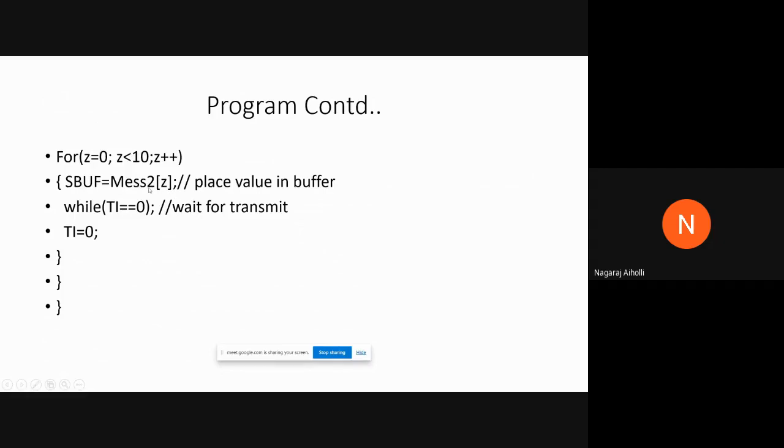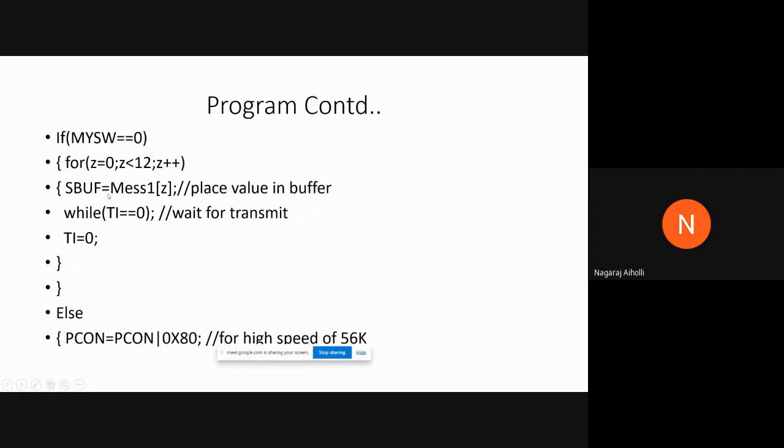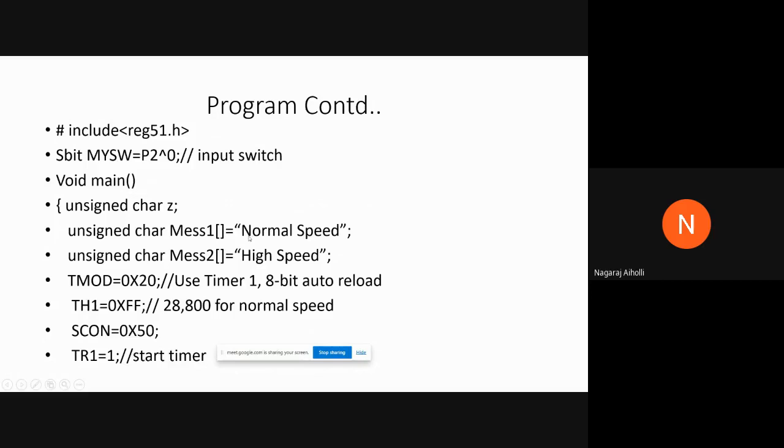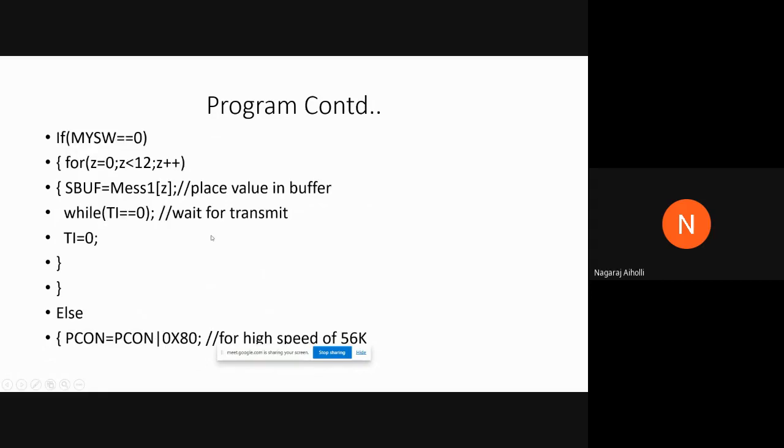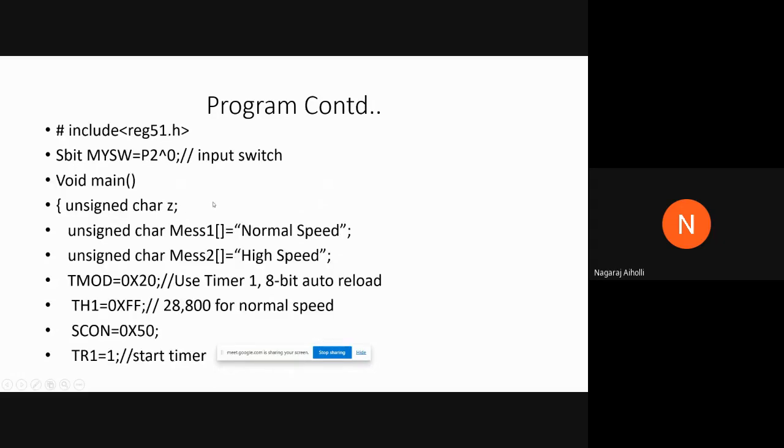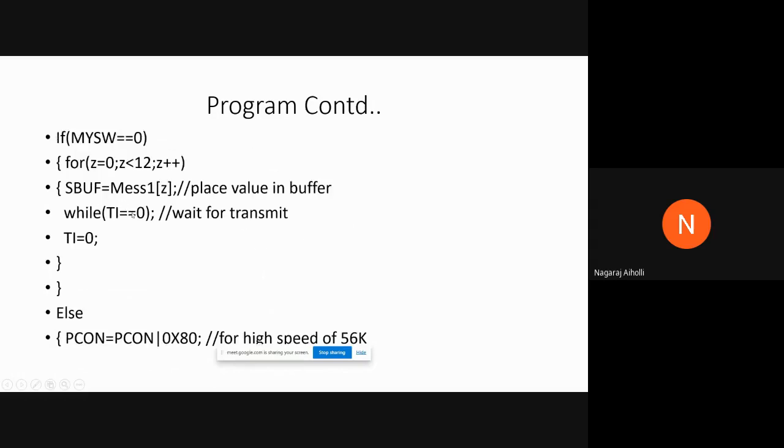What will happen here? For the previous one, SBUF is equal to message 1 of z. First one is z equal to 0, right? Z equal to 0 means the first letter, that is character N, will be stored in SBUF and it will be transmitted. Then next z equal to 1, it will increment. Z equal to 1 means the next character, that is O, will be stored in SBUF and it will be transmitted. Once TI becomes equal to 1, it means that the character is transmitted completely. Then we are making TI equal to 0 for the next round of operation, or to transmit the next character.